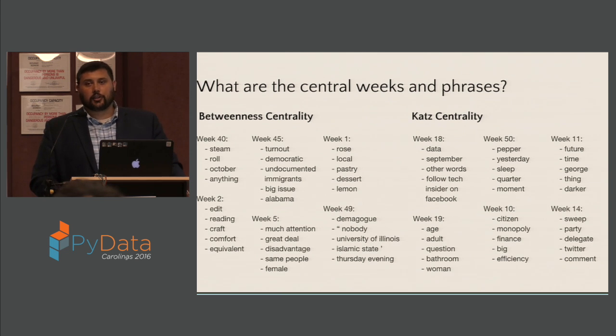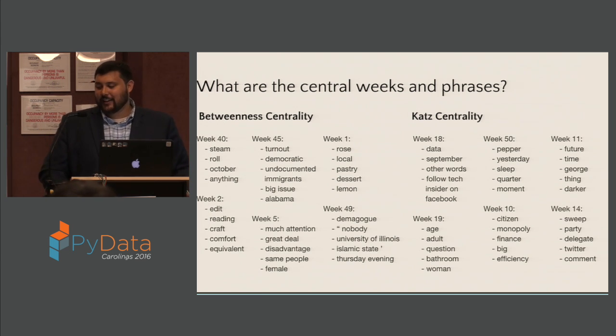Then when you start to look at the terms themselves and their betweenness, you can start to see things like turnout, democratic, undocumented immigrants, big issue in week 45 versus in week 1, rose, local, pastry, dessert, lemon. But you start to see, like, it feels like there's actually something connecting things here. In the CAT centrality, you can see citizen, monopoly, finance, big, efficiency, sweep, party, delegate, Twitter, comment, right?